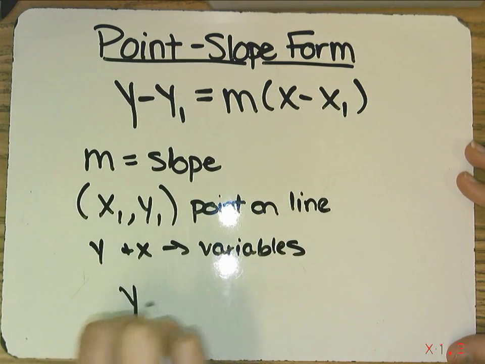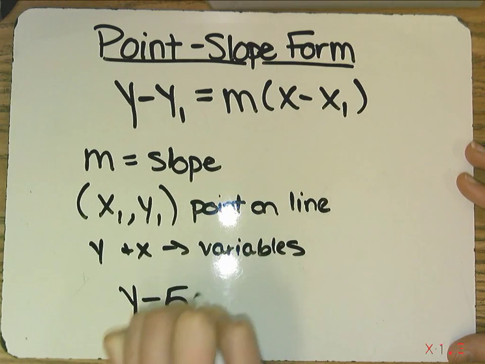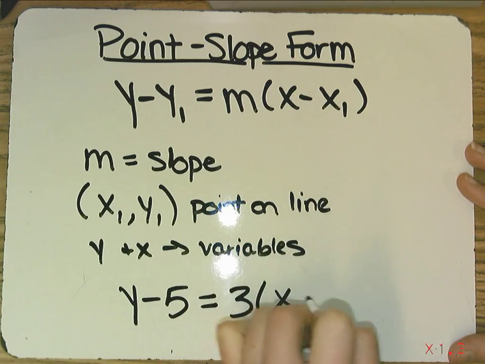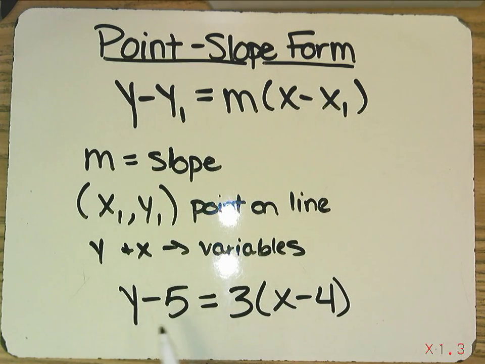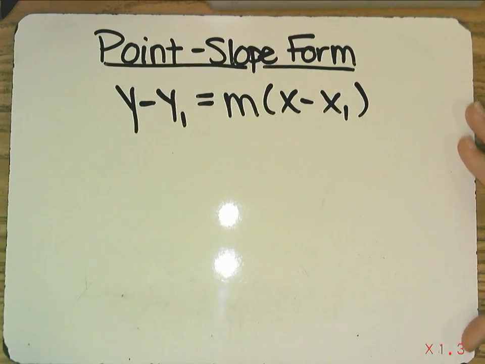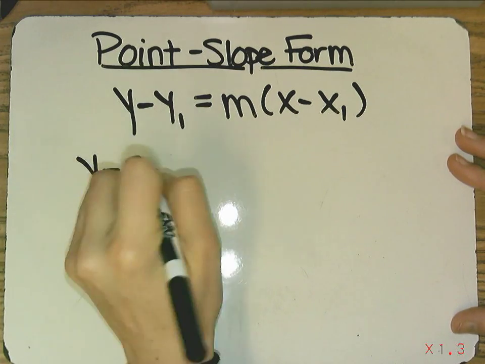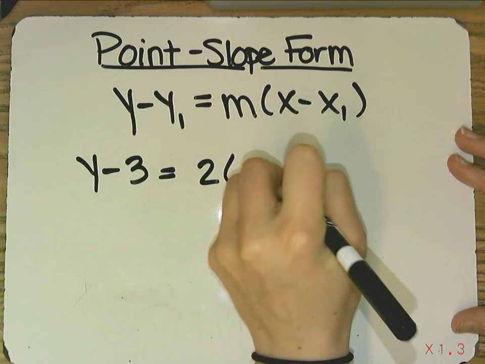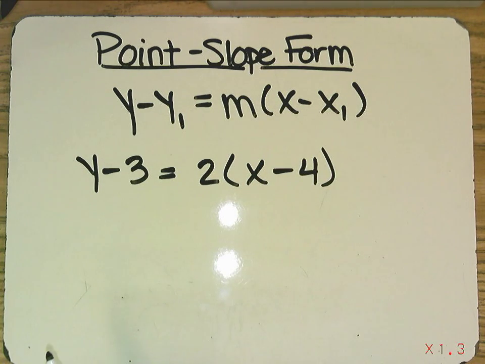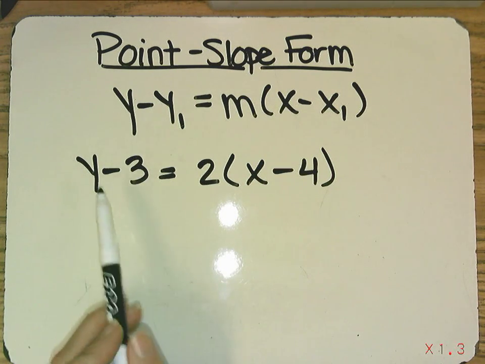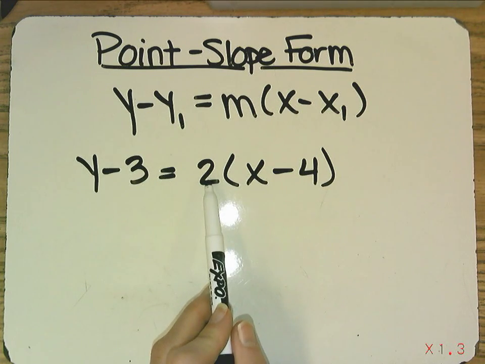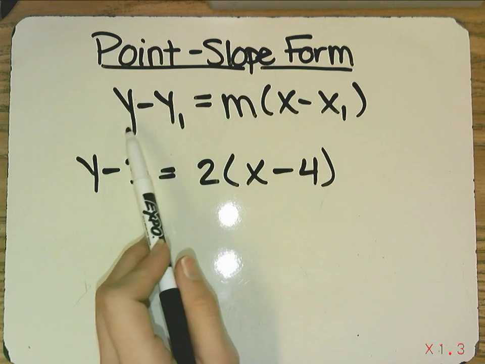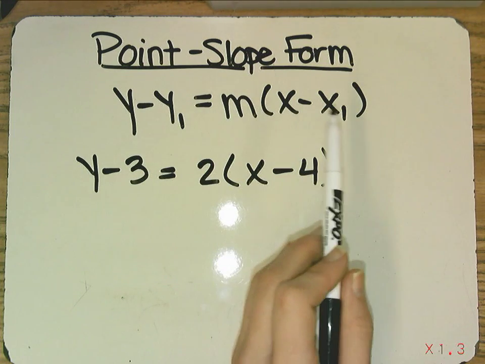So for example, you may have an equation that looks like y minus 5 equals 3 times x minus 4. Here, we would have x and y values that give us a point on our line, and our slope would be 3. But let's take a closer look at that. If I had y minus 3 equals 2 times x minus 4. So this is in point-slope form, and I know because I've got y minus something equals something times x minus something. It looks just like this, except there's numbers here, here, and here.